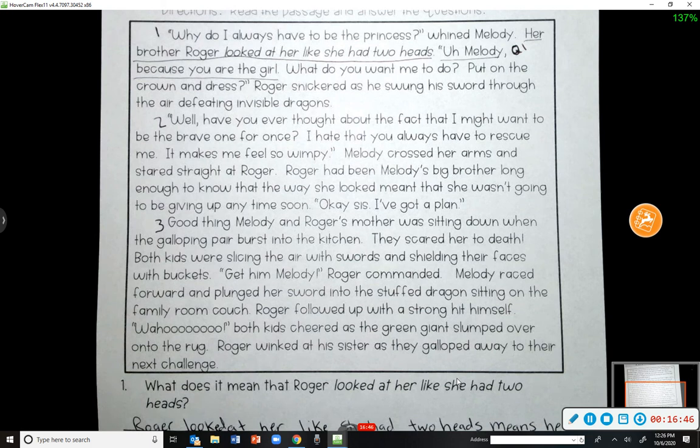So if we reread paragraph 2, it says, well, have you ever thought about the fact that I might want to be the brave one for once? I hate that you always have to rescue me. It makes me feel wimpy. Melody crossed her arms and stared straight at Roger. Roger had been Melody's big brother long enough to know that the way she looked meant that she was not going to be giving up anytime soon. So which sentence in there tells us how Roger knew that she meant business?